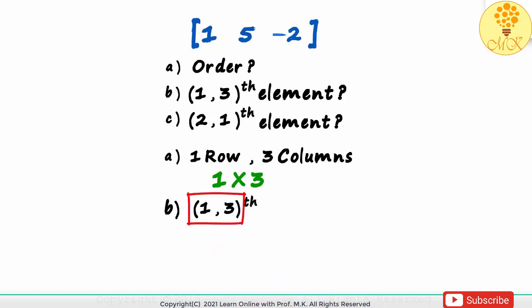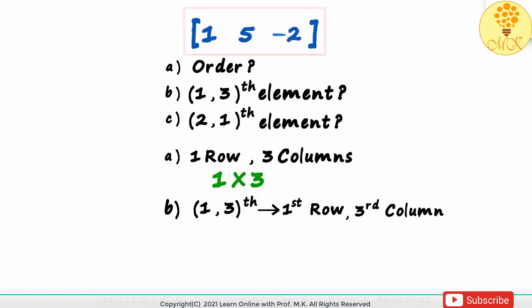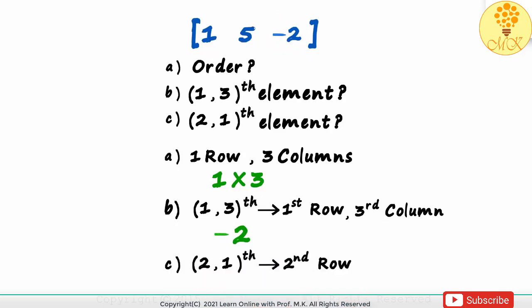This position implies that the element is in the first row and the third column. Now look at the matrix. First row and the third column. It's -2. -2 is the 1/3th element of this matrix. And what about the 2/1th element? Second row and the first column? But this matrix has just 1 row. So the 2/1th element does not exist.